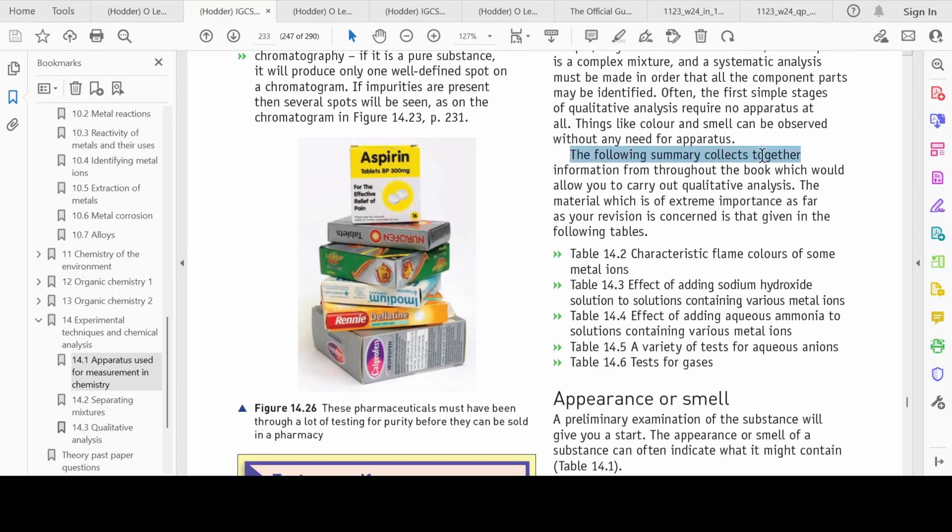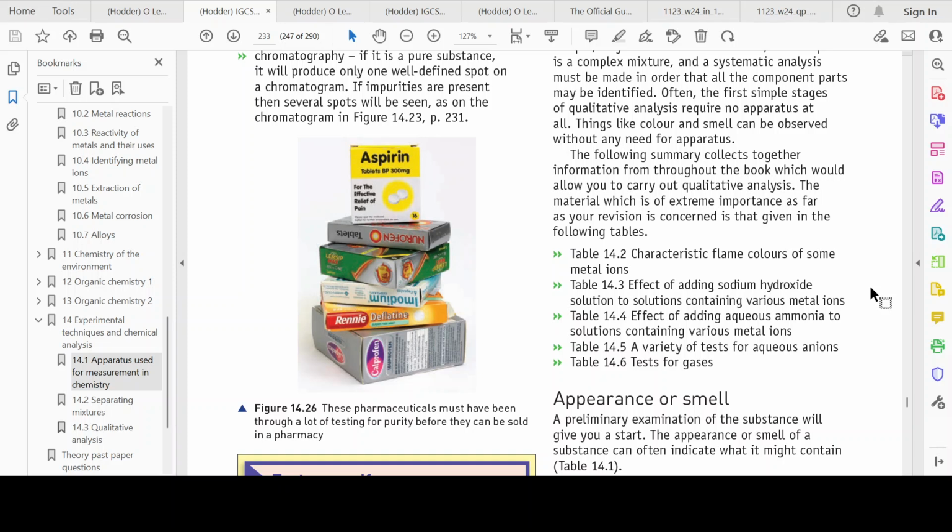The following summary collects together information from throughout the book, which would allow you to carry out qualitative analysis. The material which is of extreme importance as far as your revision is concerned is that given in the following tables. Table 14.2 is talking about the characteristic flame colors of some metal ions. If you burn a metal, it will give a characteristic flame, so you can identify which metal it is based on that.